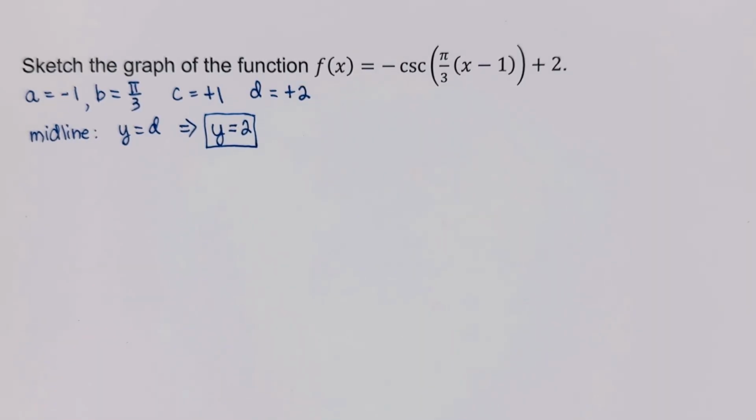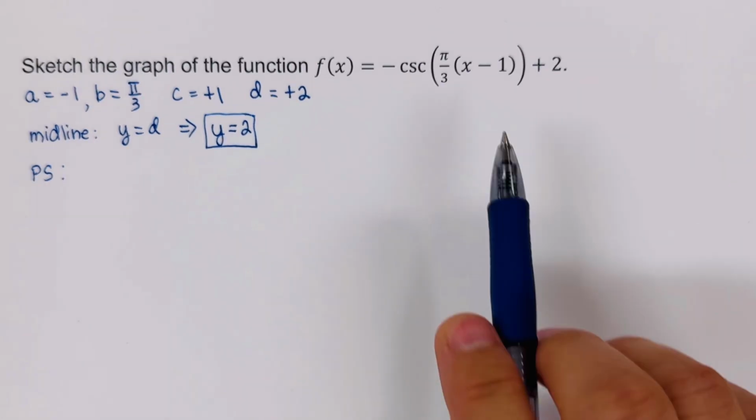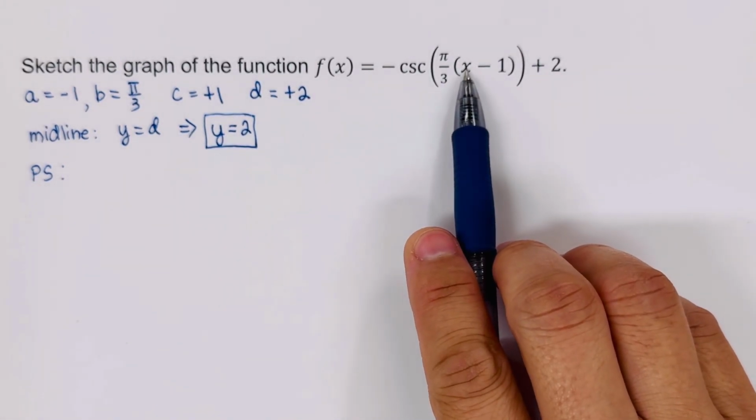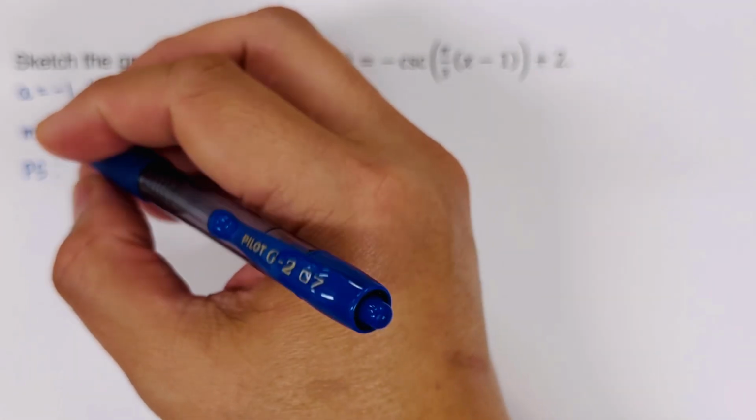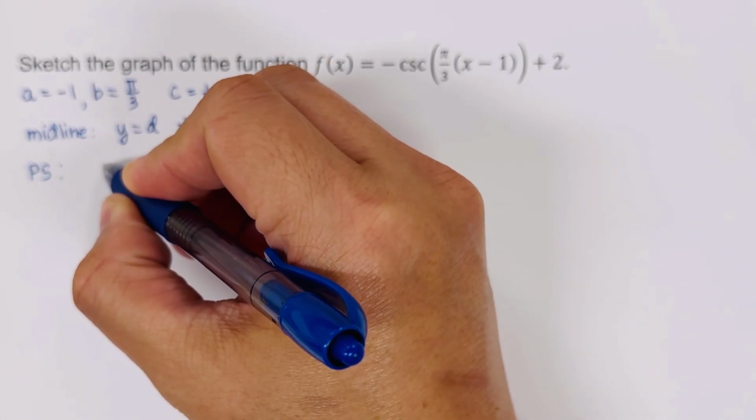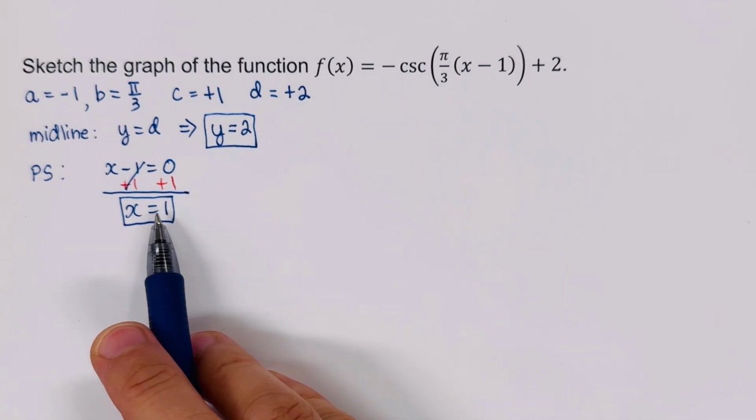The next step is to determine the phase shift. To determine the phase shift, all we need to do is set this expression inside the parentheses equal to 0 and solve for x. So I'm going to show the work up here. We remember that this x value will represent the x coordinate of the starting point of a one cycle of the cosecant graph that we will be sketching in a little bit.